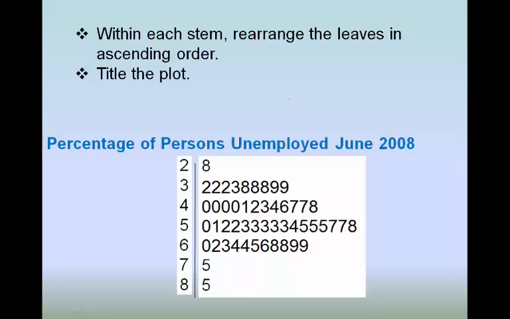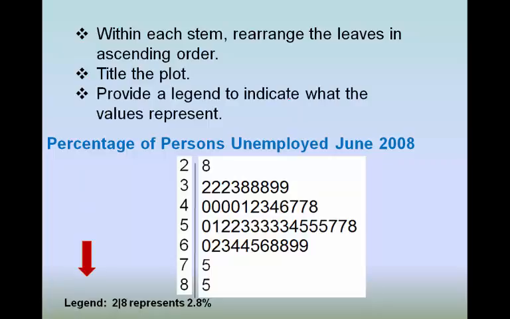Once you get the data into the plot, then you need to have a title for your plot. And the title here is Percentage of Persons Unemployed, June 2008. And then you need to provide a legend to indicate what the values represent. A stem of 2 with a leaf of 8 represents the number 2.8%.